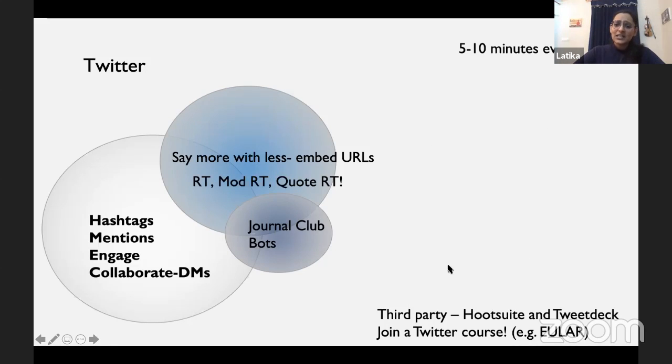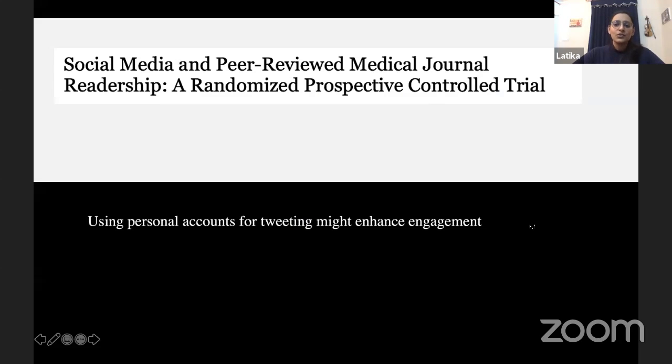And time zoning is another technique. So you want to be noticed all around the world. So you create one tweet for 8 a.m., one for 10 a.m. and one for 12, and distribute it all along the day. So you're in the daylight time for different zones around the world. And then you can do Twitter courses, which are available on various platforms. And people have shown that social media and peer-reviewed readership, using personal accounts for tweeting, definitely increases engagement. So even when a journal has a social media editor, they will want the social media editor and other authors to tweet, because it's all about a network. A single person cannot do much.